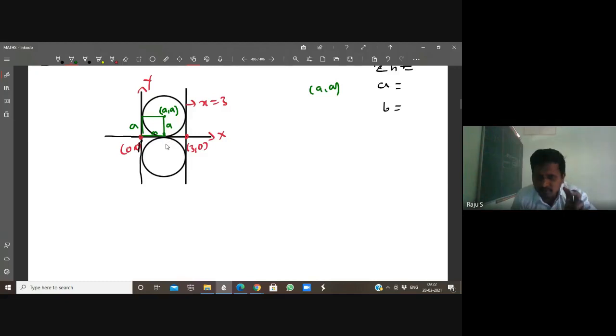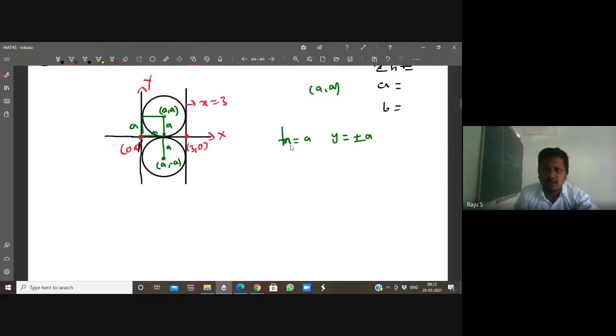See, when the circle is touching both the axes, the center's x coordinate and y coordinate become the same value. But this circle belongs to the first quadrant, so both will be positive. What about the center of another circle? This circle belongs to which quadrant? Fourth quadrant. X coordinate is positive, y coordinate is negative. The radius will be the same, A. So what do you observe here? Y coordinate is plus or minus A, but x coordinate is A.